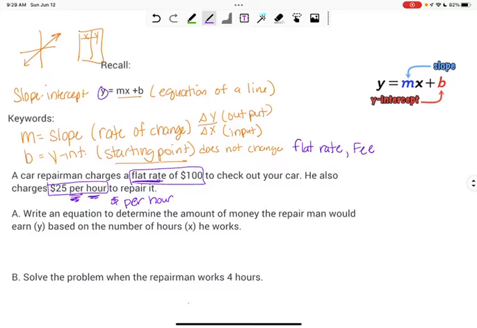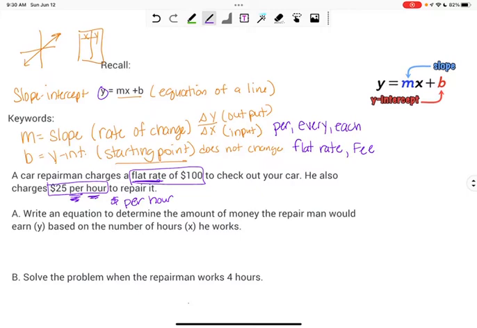Okay? So in this case, the amount the repairman is going to earn or how much you're going to pay will depend on how many hours he is working on your car. All right, so we got our flat rate of $100. And then as we just said, this will obviously be our slope because it's saying per hour. So another key word for slope will be per. We might also see every. We might also see each. Okay? So that's going to depend on how many hours this car repairman works on your car.